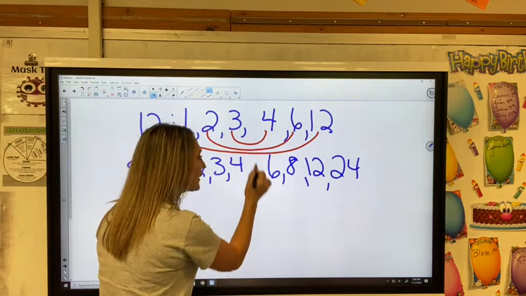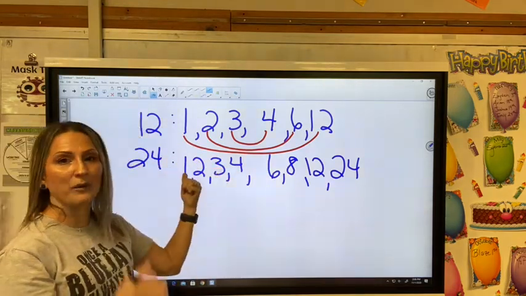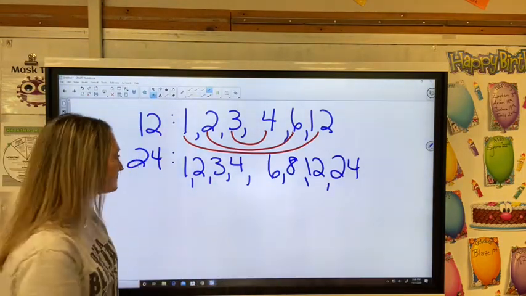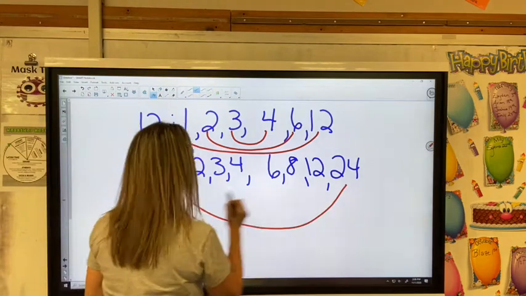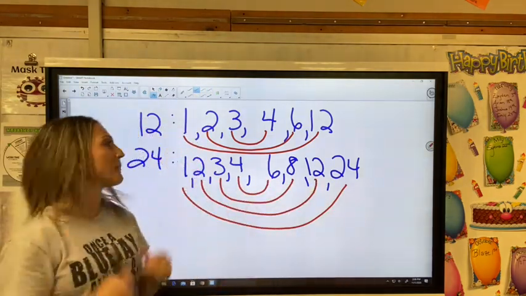And then you look here in the middle and you see, is there anything between 4 and 6 that, if you multiply it, will give you 24? And there is not. There are no other numbers. Again, I can rainbow them up. They partner, they partner, they partner, they partner. I must have all my factors.